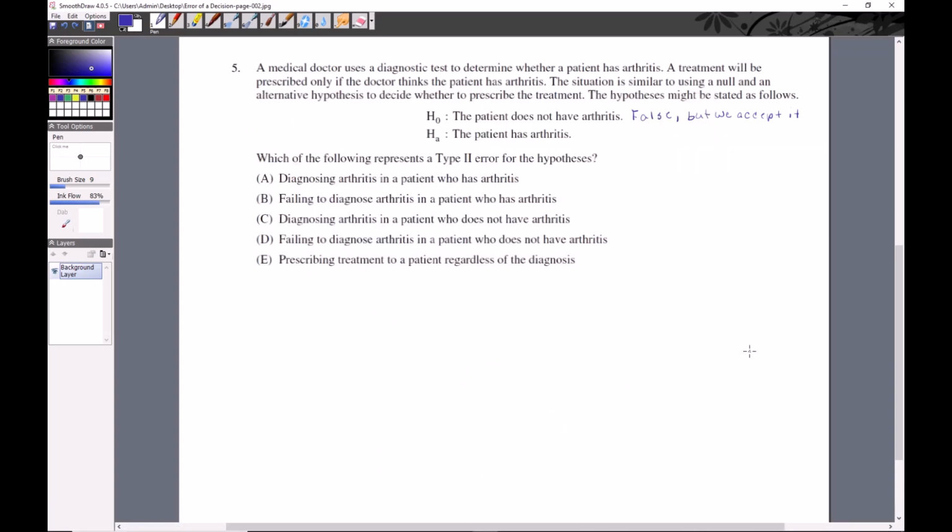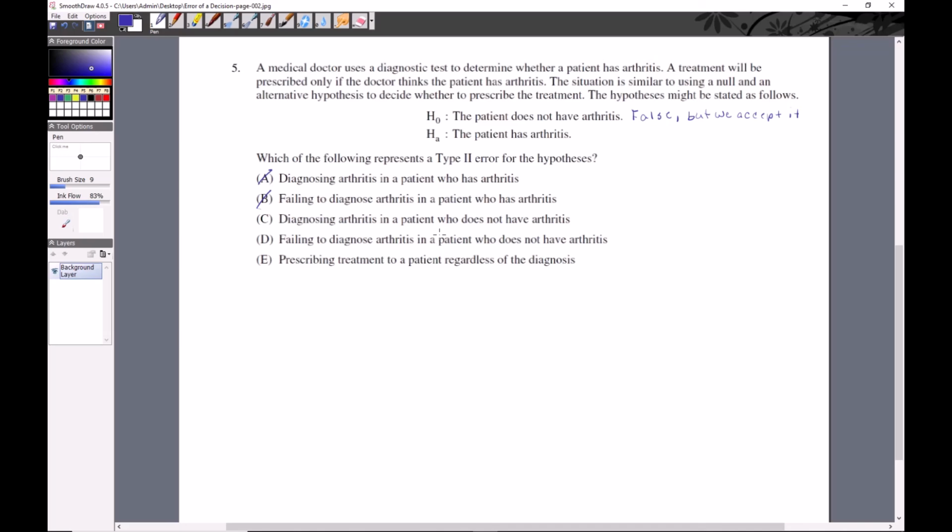All right, I'm back. Like I said, these can really blow your mind. You have to think long and hard about them. So, failing to diagnose, we're on B here. Failing to diagnose arthritis in a patient who has arthritis. H0 is that they don't have arthritis, so that can't be right either. So any of these that say they have arthritis, that can't be a good answer. So let's go ahead and cross those two off, and let's move on to C.